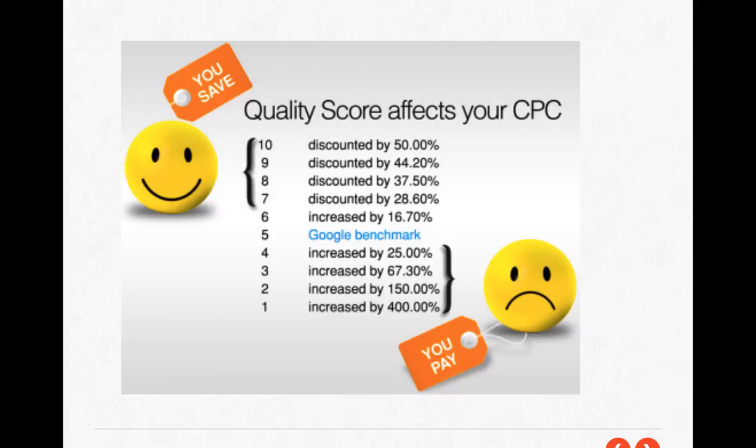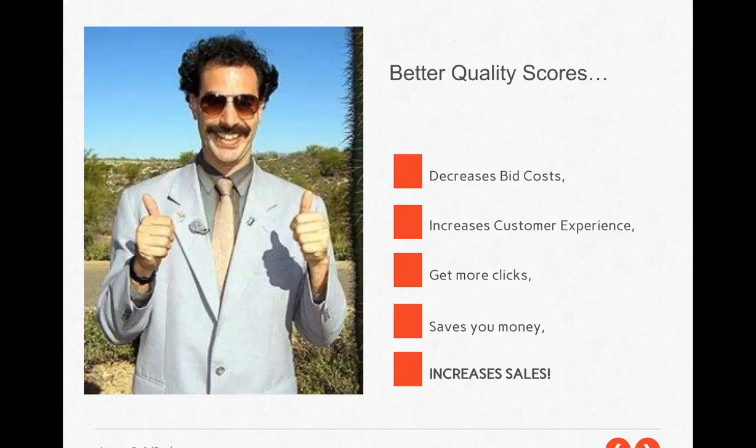But if you have a quality score of 10, say, as you can see on the top, it says a quality score of 10 is discounted by 50%. So for the keyword that somebody else with a quality score of 5 is paying $1, you're paying 50 cents for that same keyword. So if you focus on this relevance and you focus on quality score, you're going to pay less for the same keywords as your competitors. You're going to get more clicks, and really, this is how you're going to win in AdWords.